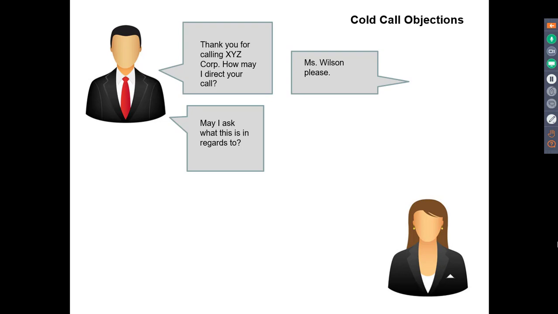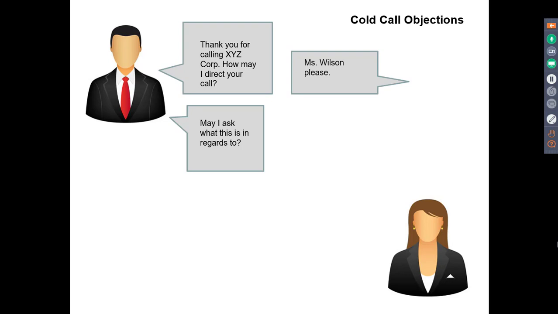It doesn't sound like an objection, but it is, because when they say, "What is this in regards to?" and you answer with an honest answer, which is, "I'm calling to see if you guys need such and such. I'm calling to set an appointment. I'm calling to introduce myself. I'm calling to see what you guys use for blah blah blah," that's the honest answer for what your call is in regards to. Then the gatekeeper has everything they need to know to get rid of you.